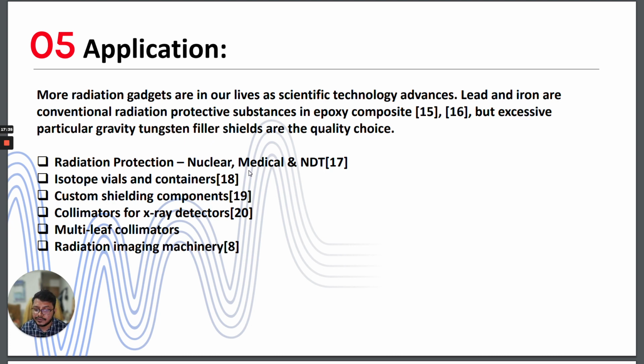NDT stands for non-destructive testing. It refers to an array of inspections that allow an inspector to evaluate and collect data about a material, system, or component without permanently altering it. Our second is isotope vials and containers. Third uses are custom shielding components, collimators for X-ray detectors, multi-leaf collimators, and radiation imaging machinery.